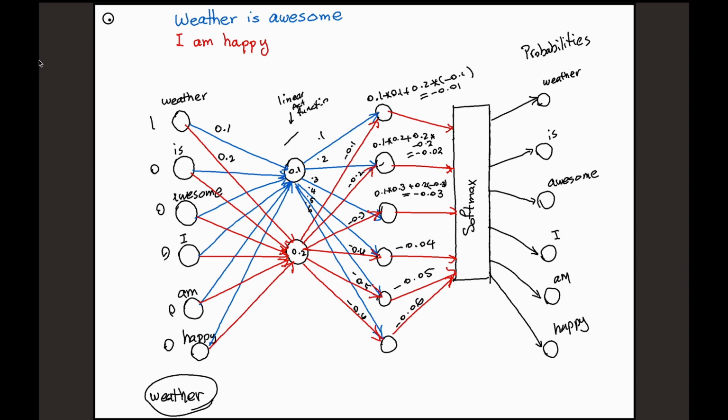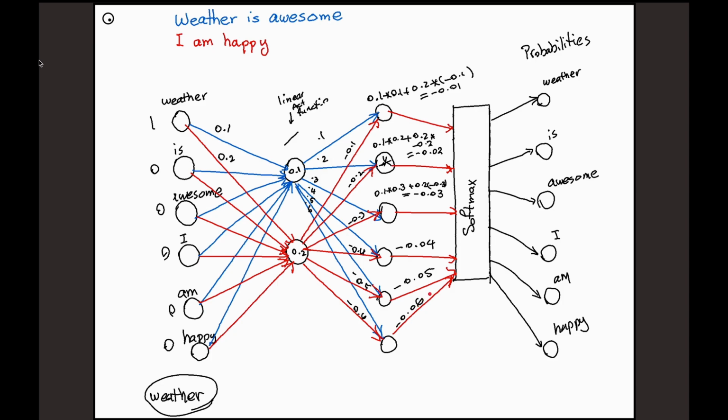For the second node here, that I put a star on, you have 0.1 times 0.2, and you have 0.2 times negative 0.2, so that becomes negative 0.02. And if you do the rest, it would be negative 0.03, negative 0.04, negative 0.05, and negative 0.06. So these are not probabilities.